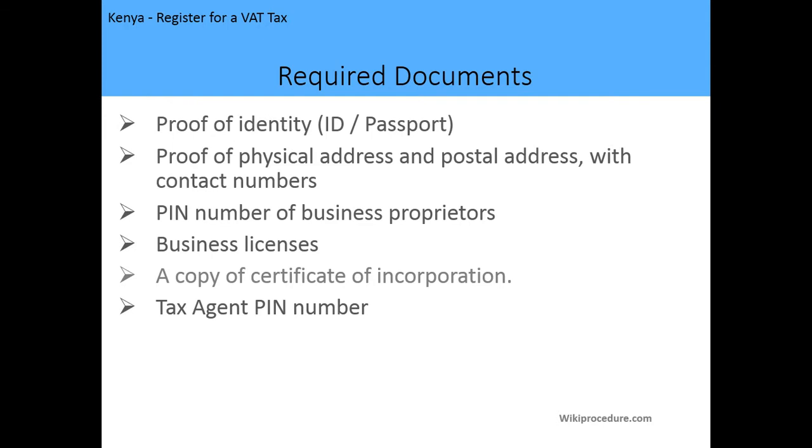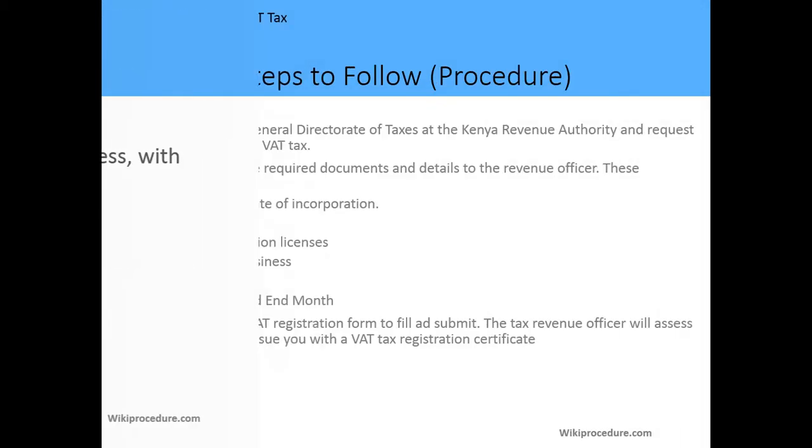The required documents are as follows: proof of identity, it may be an ID or passport, proof of physical address and postal address with contact numbers, the personal identification number of the business proprietors, business licenses, a copy of the certificate of incorporation in the case of companies, and a tax agent PIN number.